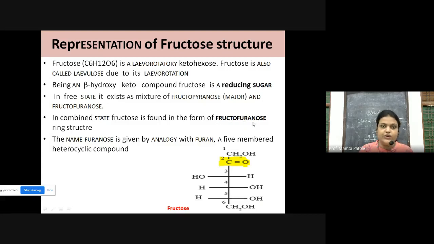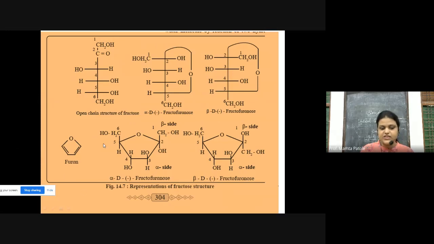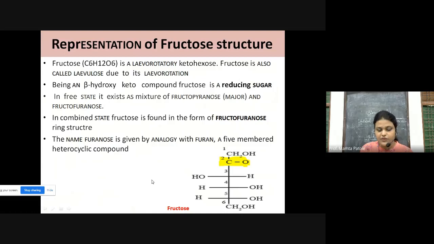Just like glucopyranose, fructose also forms a fructofuranose structure. Now, why furanose? Because it resembles the furan ring. So the name furanose is given by analogy with furan, a five-membered heterocyclic compound. So this is the structure of furan. As we have seen the structure of pyran, this is the structure of furan. So since it resembles furan, this is known as fructofuranose. Glucose structure resembles pyran, so it was known as glucopyranose, and fructose resembles furan, so it is known as furanose.